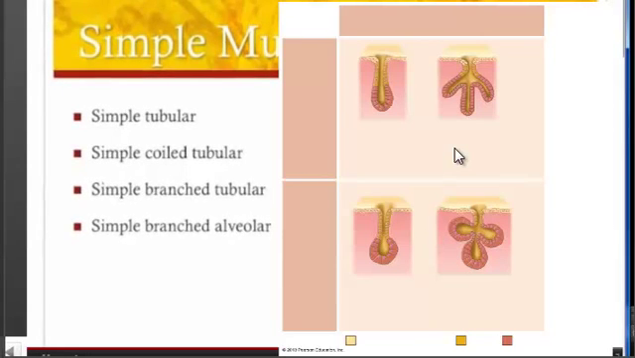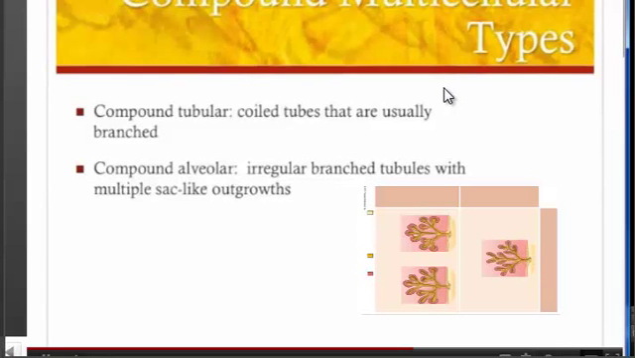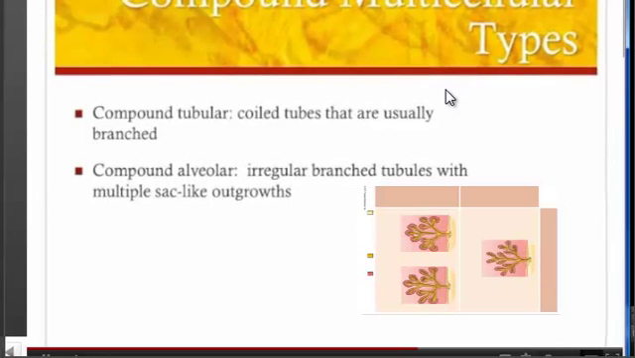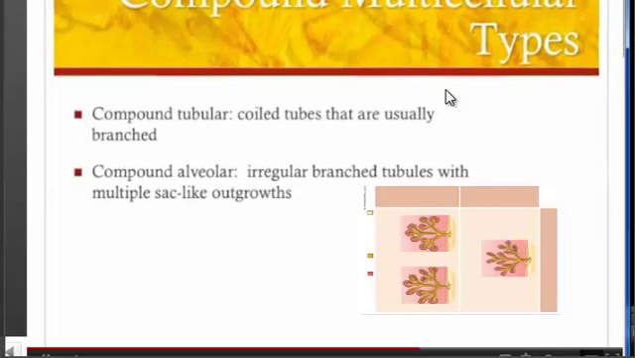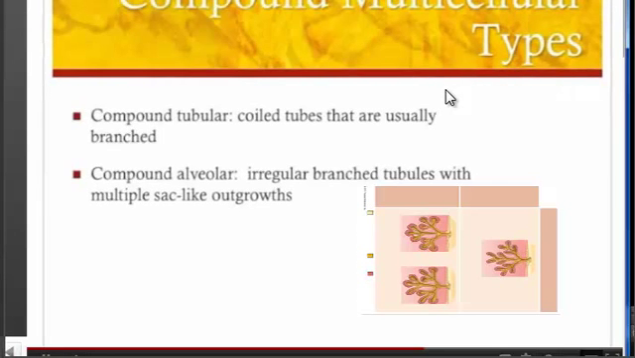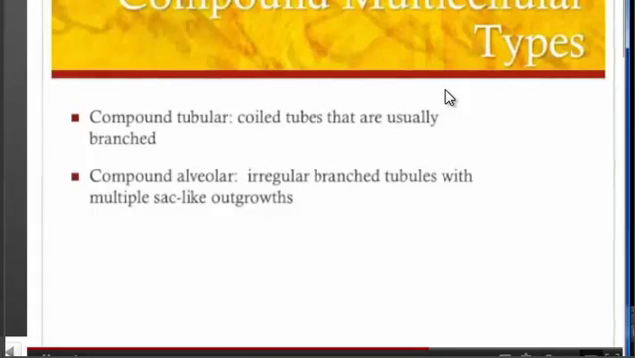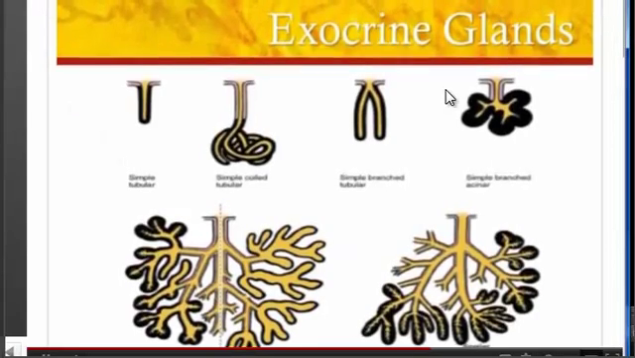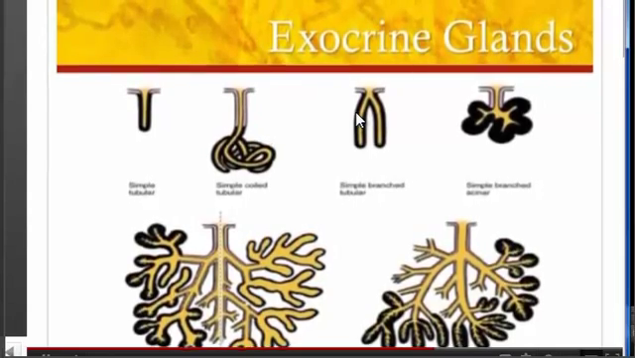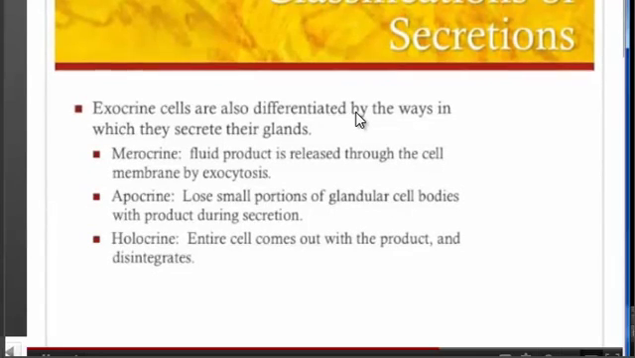These glands can be simple tubular, they can be simple alveolar, or compound. Compound tubular glands are coiled tubes that are usually branched, and compound alveolar are irregular branched tubes with multiple sac-like outgrowths, like you see in the picture here. So there are a number of ways to designate exocrine glands as they release into their primary duct and onto the surface where they are associated.